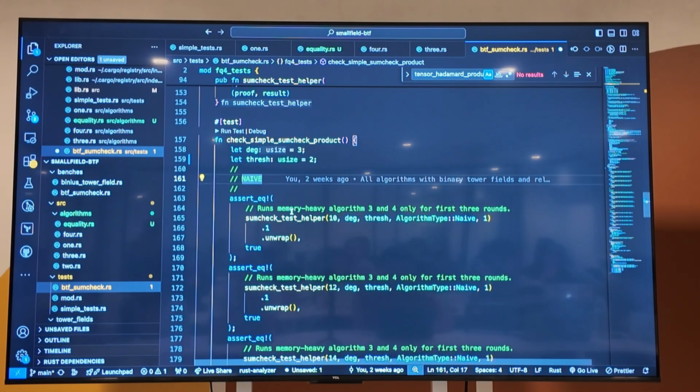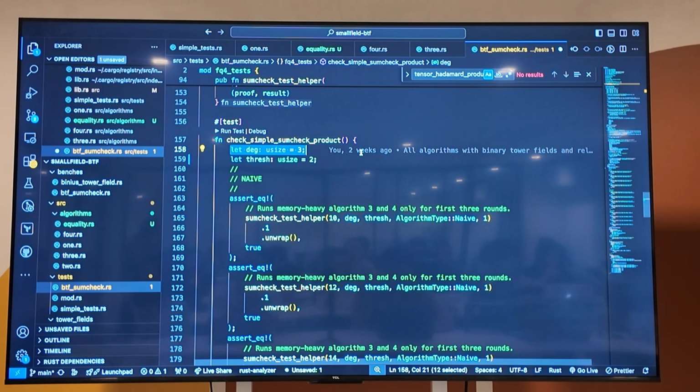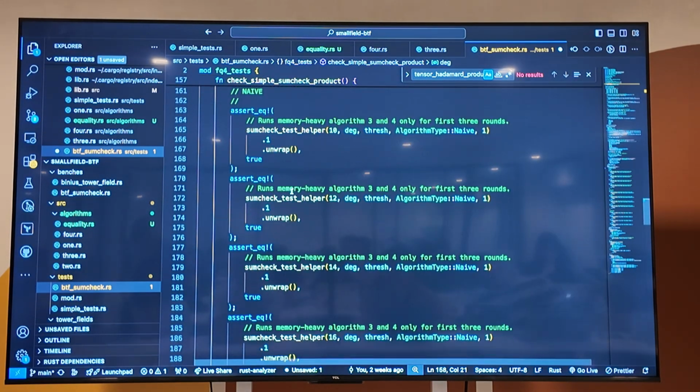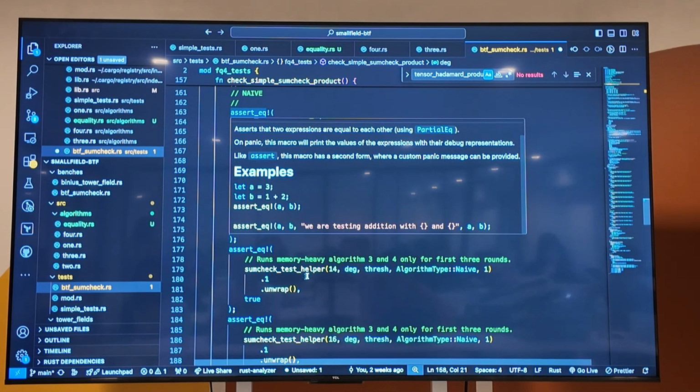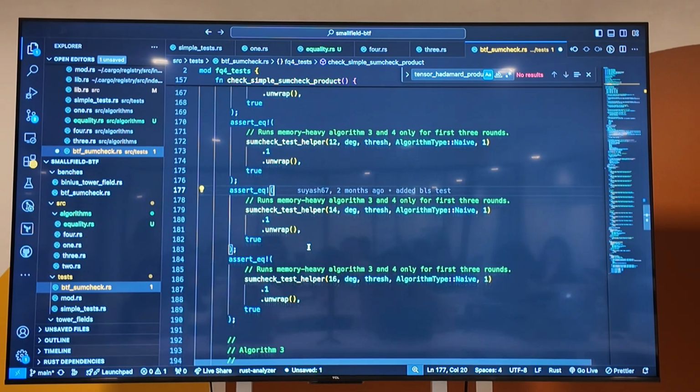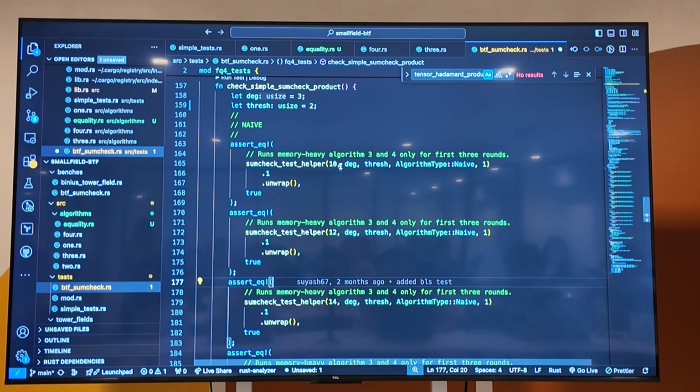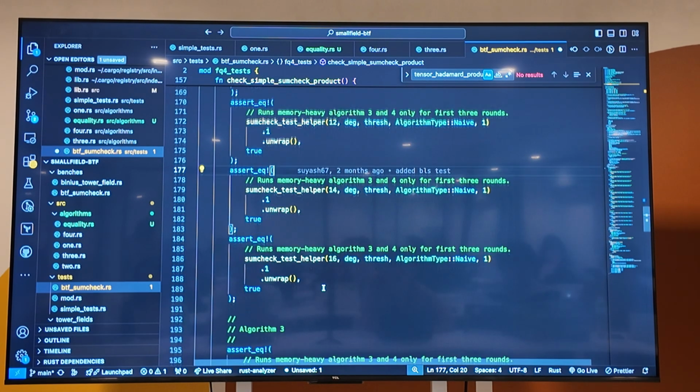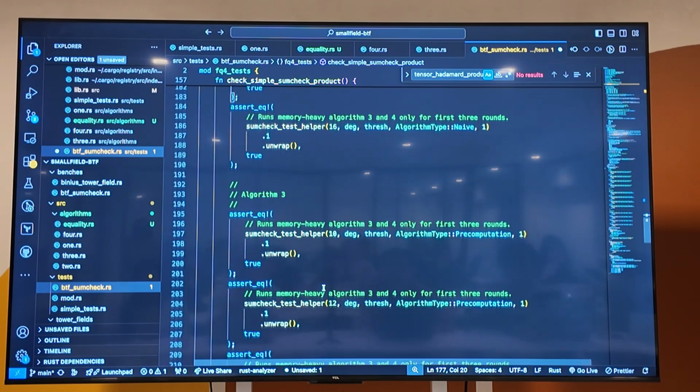Then you have degree. Typically, if we talk about, let's say, Jolt or Spartan or any proof system, the degree that's relevant is 3 to 6. So either it's a multiplication of 3 polynomials over which you want to run Sumcheck, or 4, 5, 6. So you can set the degree, and what this runs first is the naive algorithm with different instance sizes. So 2 to the power 10, 2 to the power 12, up to 2 to the power 16. You can increase this later to see what happens.